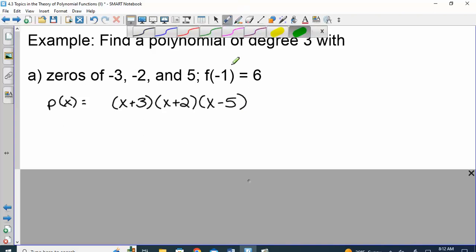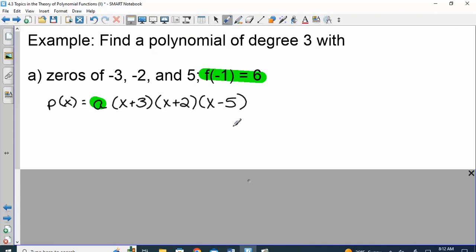I told you f of -1 equals 6. What does that mean? You need to plug in -1 for x. When x is -1, this whole thing has to equal 6. Now the only difference I could have in my problem is a coefficient out in front. I could be multiplying all this by 2 or 6 or something like that. So I'm going to plug in my -1 and figure out what this number out in front would have to be. What would my coefficient need to be to make this true?